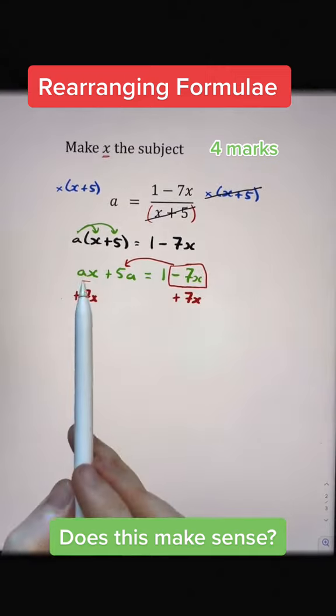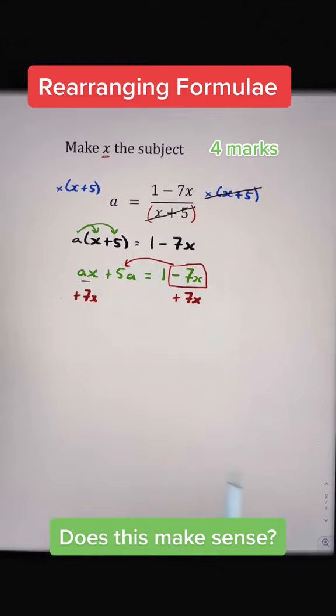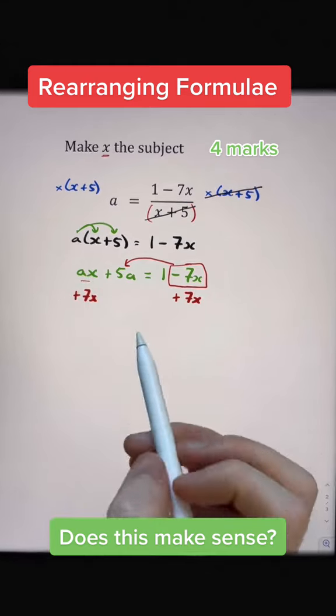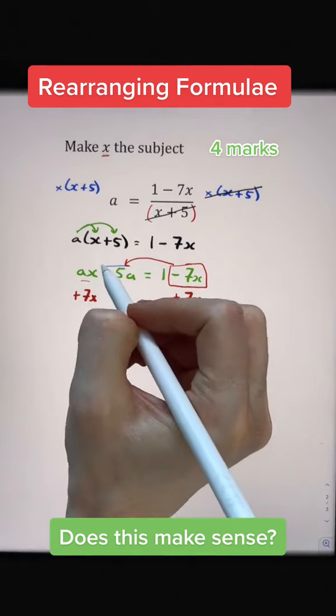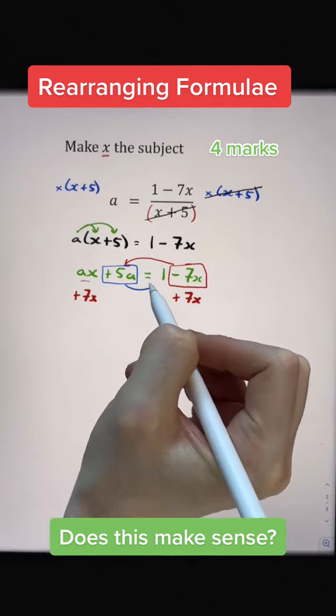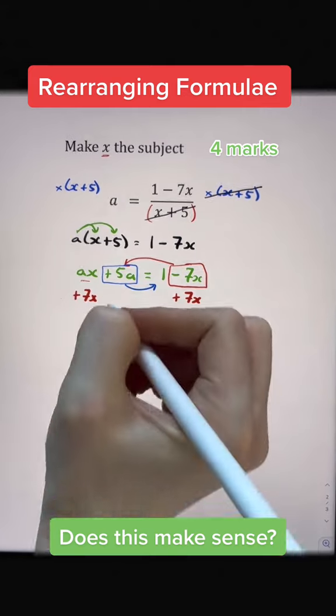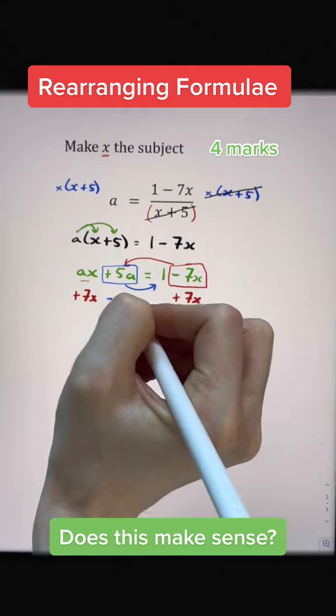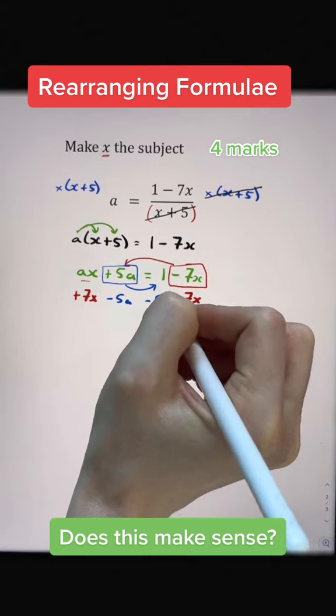Now that I know I want the x terms to be on the left-hand side, I want to move any of the terms that do not contain the letter x, in this case the plus 5a, to the other side, in this case to the right, again by doing the opposite. The opposite of plus 5a is to subtract 5a from both sides of my equation.